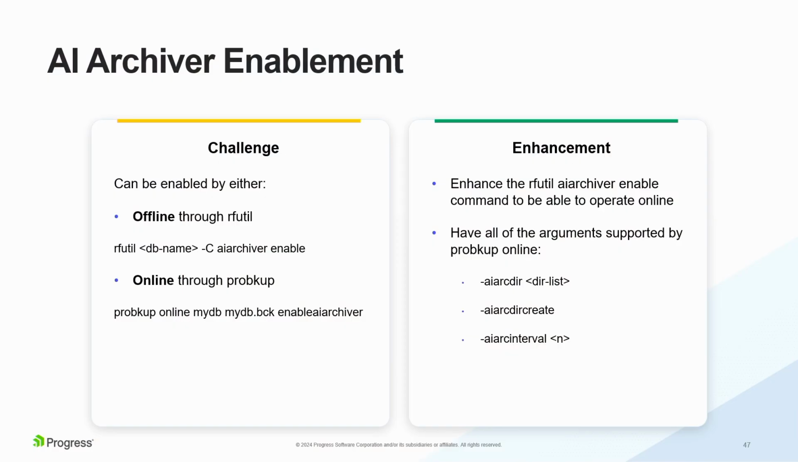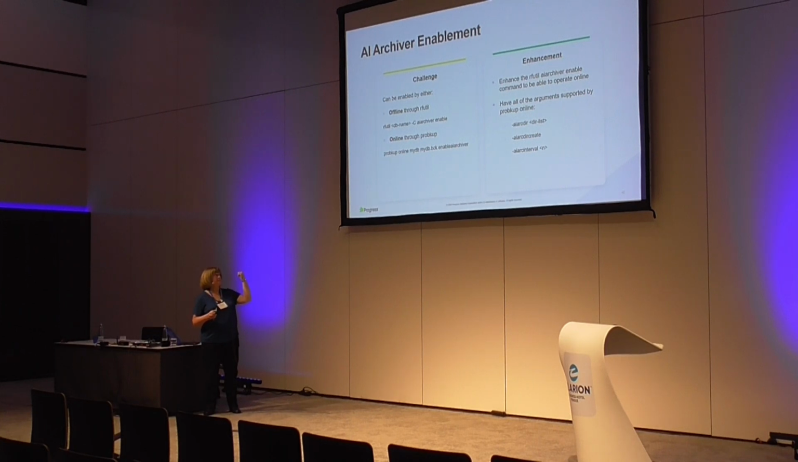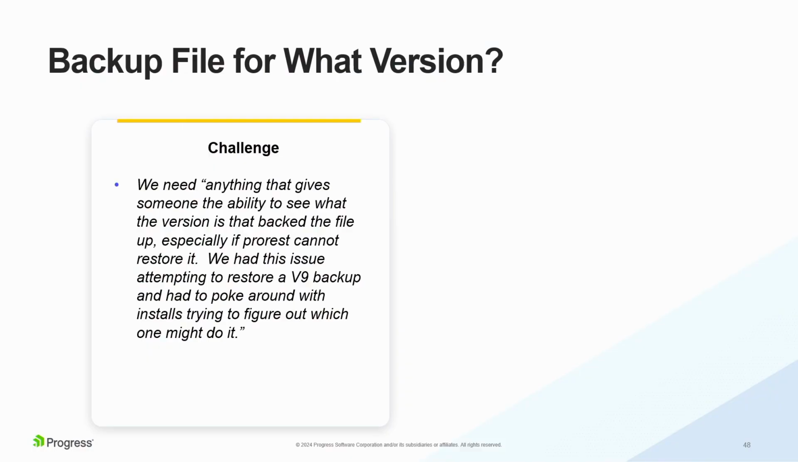So our enhancement is that we enhanced the RFUtil AI Archiver command to be able to be done online and also to support all of the options that already existed on the Pro Backup online with respect to AI archiving. Is anybody going to find this useful? Okay, a couple of heads nodding. All right, I believe this came out of Ideas. Somebody was frustrated. Maybe many of you were frustrated.